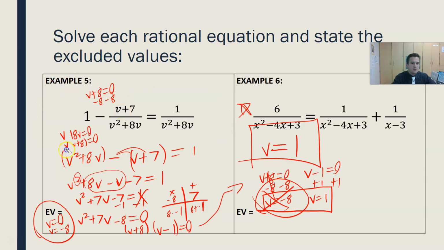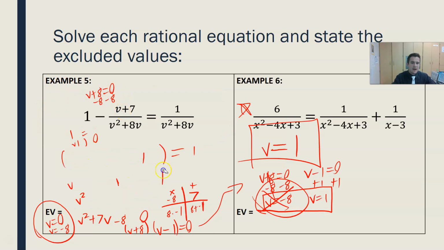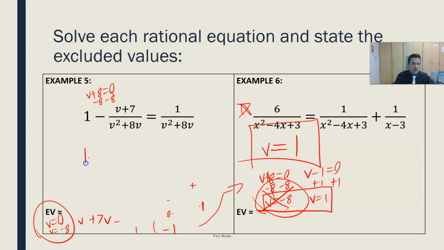And just for my own sanity, I'm going to erase some of this. You can go back and rewind this video and write that down if you need to. Just for my own sanity, I'm going to double check that 1 actually does work as a solution. So if I plug in here, I have 1 minus 1 plus 7 over 1 squared plus 8 times 1, which is 8. Does that equal 1 over 1 squared plus 8 times 1, which is 8?